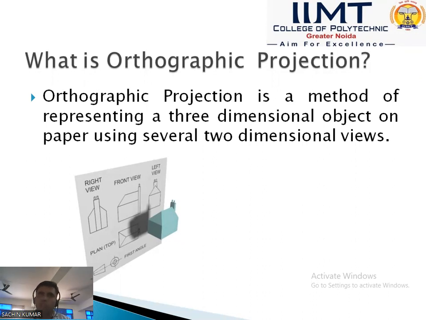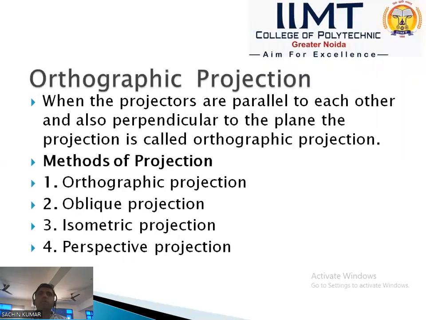First, what is orthographic projection? Orthographic projection is when the projectors are parallel to each other and also perpendicular to the plane of projection. What is a projector? We will discuss in the next slide what projectors are, and the conditions of orthographic projection. Other methods of drawing projections are oblique projection, isometric projection, and perspective projection. The simplest method for drawing any object is orthographic projection.